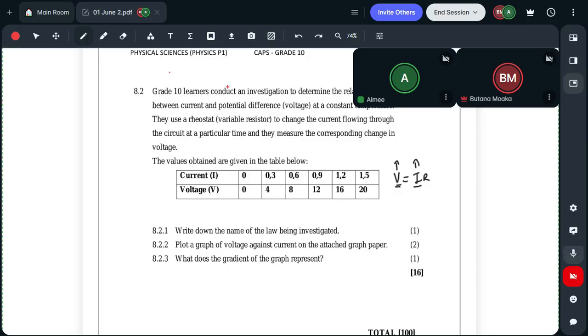What is the name of the law that is being investigated here? Ohm's law. It's Ohm's law. 100%. So the name will be Ohm's law.